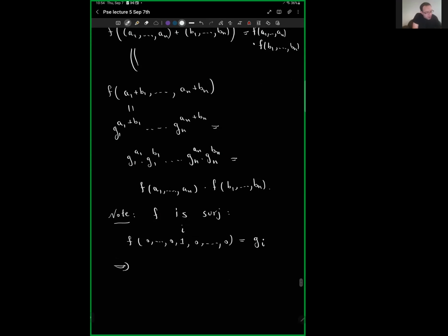Now, by the first isomorphism theorem, I get that Zm to the n, which is my shortened notation for the n-fold Cartesian product of Zm with itself, divided by the kernel of F, is going to be isomorphic to the image of F. But the image of F is everything since F is surjective. So this is going to be isomorphic to G.